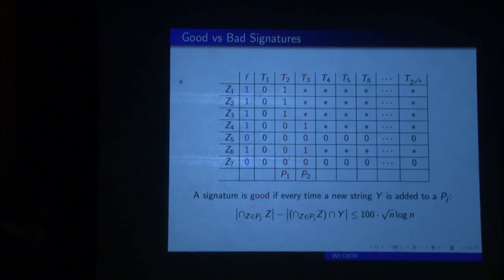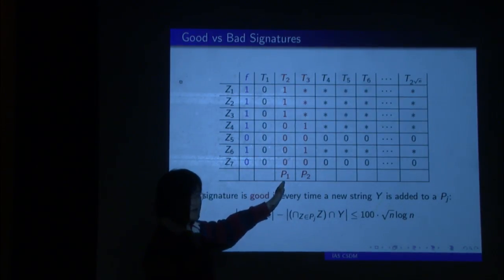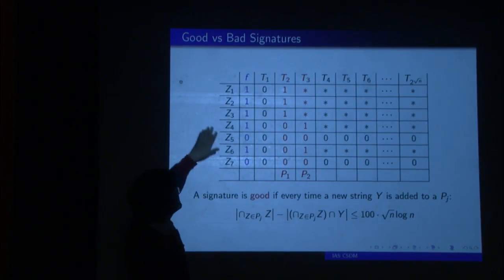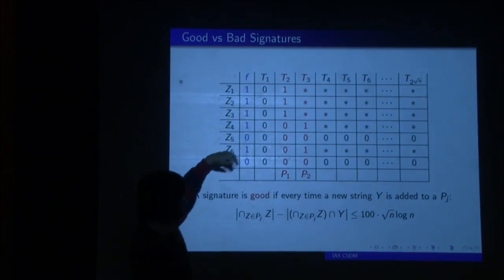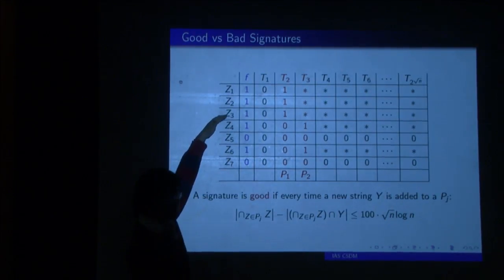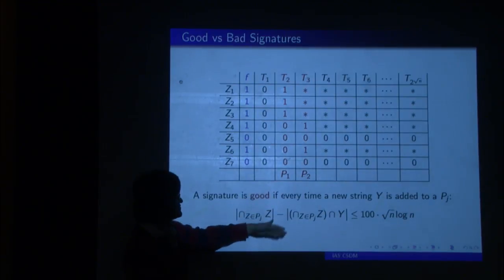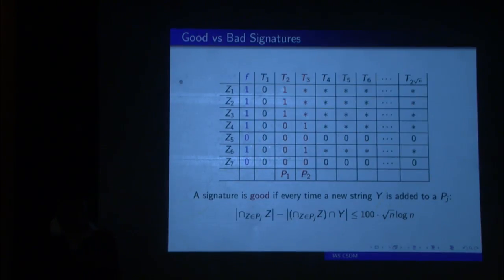Okay. So what is a good signature? Let's say we focus on this non-trivial column, and we go down these rows one by one. Think about we're making these queries one by one, and it's good if every time a new string is added to the PJ, for example, the time when Z3 is added to P1, the number of common ones only drops by at most roughly root n log n. If there is a column where you added some string in the middle and this dropped by more than root n log n, we'll call it a bad signature.